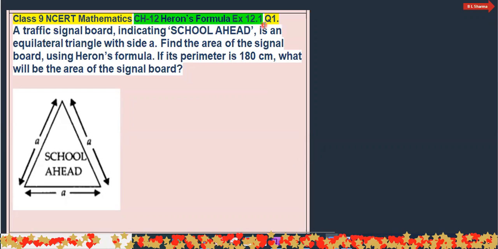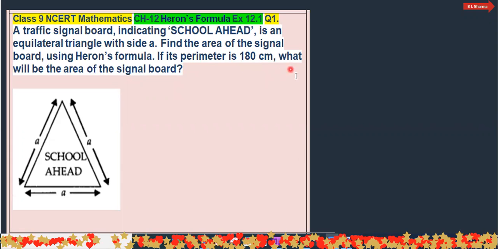Question number 1, exercise 12.1. A traffic signal board indicating school ahead is an equilateral triangle with side a. That is side a. This is an equilateral triangle. Equilateral triangle means all sides are equal. Find the area of the signal board using Heron's formula. And the second part is, if its perimeter is 180 centimeter, what will be the area of the signal board?